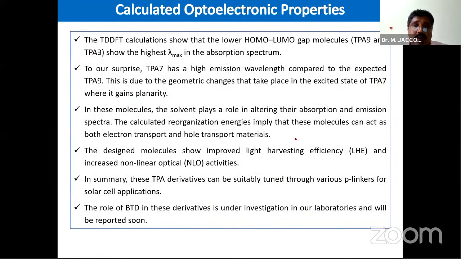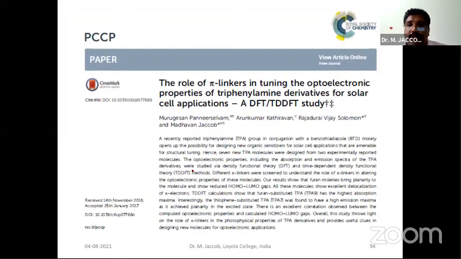So these are all the results as I have already discussed. This is published in PCCP. This is the first ever theoretical paper, a pure theoretical paper based on the experimental observation.